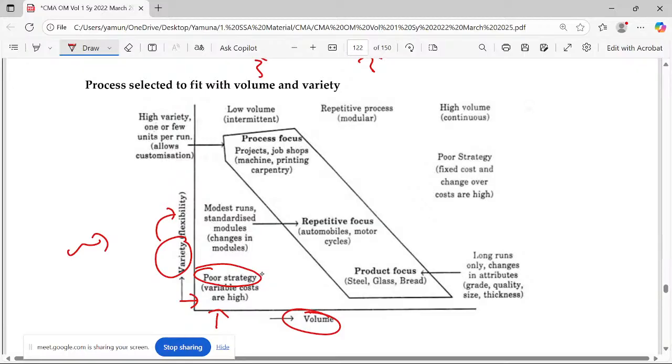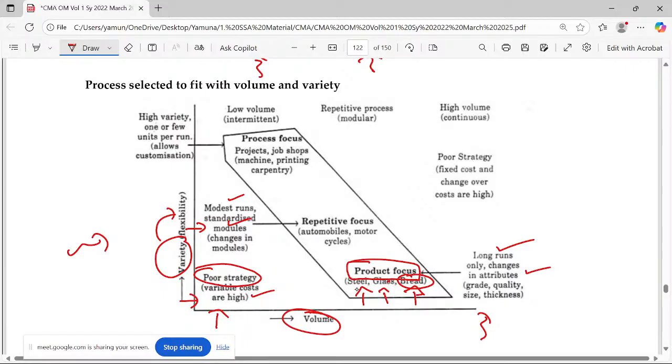So it's actually a poor strategy because variable cost will be high because you have to design low volume with low variety only. When you go one step higher, where the volume is the same but the variety is more, that is when standardization might be done. Likewise, if you go over here, probably product focus. What happens here is product focus: when you go for steel product, glass, or even breads, FMCG, right? In that case, long runs will be there. Yes, obviously. Definitely, even during the COVID pandemic time, we made breads available. Changes in attributes may be there.